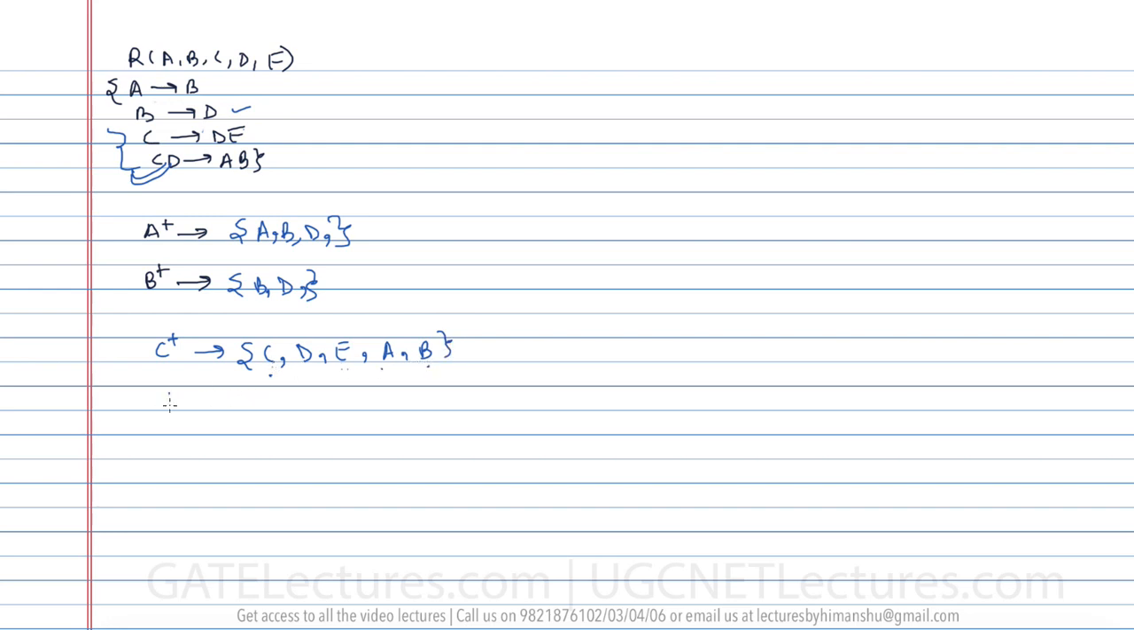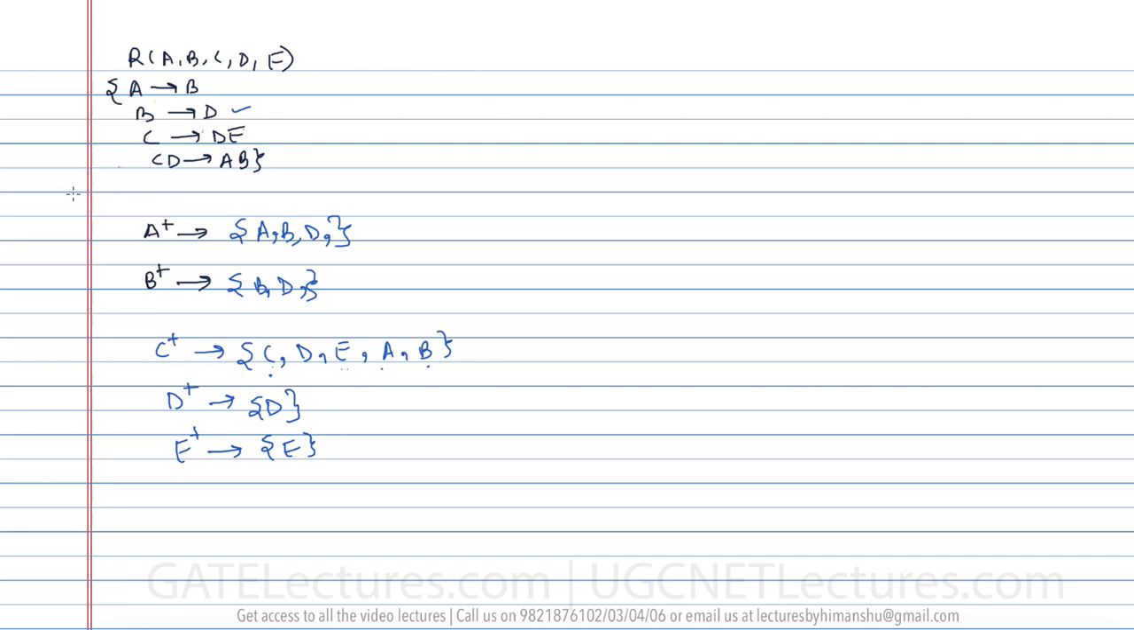Now what if I take D closure? Now with the help of D, I can determine D itself, but in the left hand side there is nothing which is made up of only a combination of D, so D closure is D itself. What if I take E closure? Then E closure is representing E itself, because in the left hand side none of them is having E.